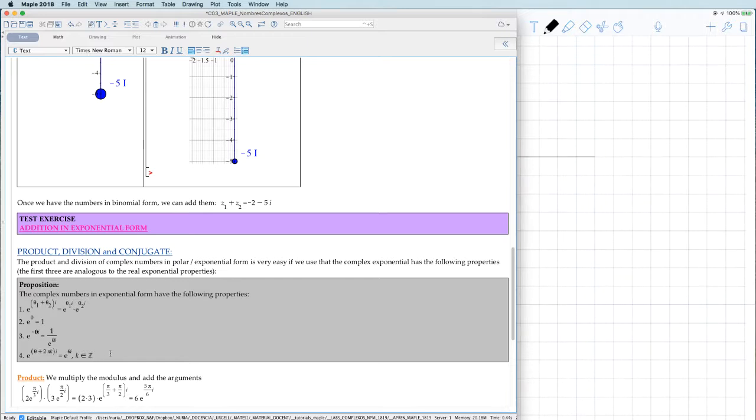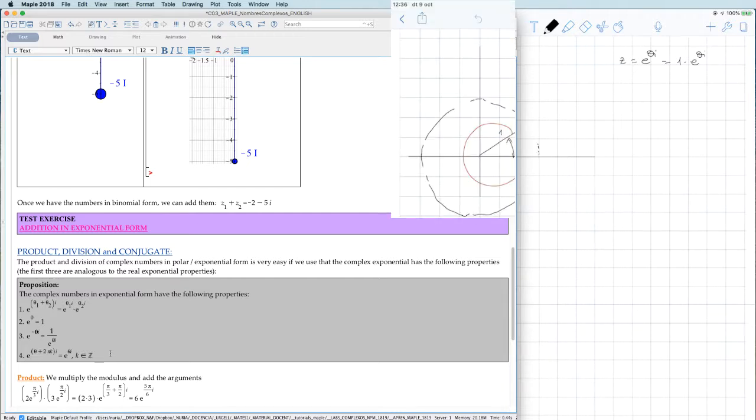So z = e^(iθ) means 1·e^(iθ). This means modulus 1. So I take this one here, okay? Modulus 1, argument θ. So this is my number. So this is θ and this is 1.